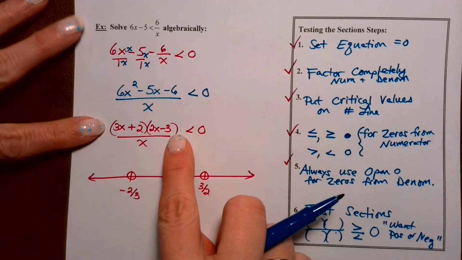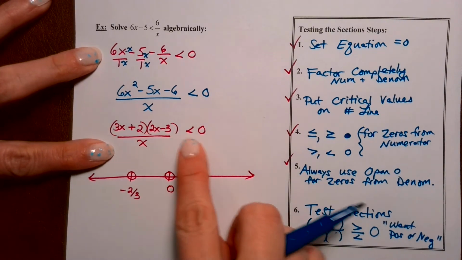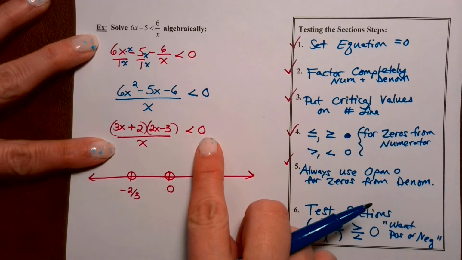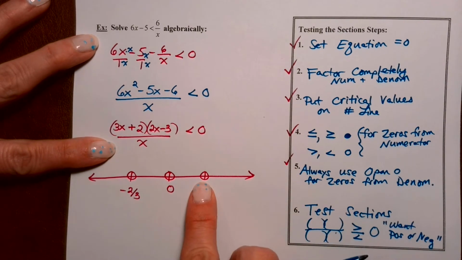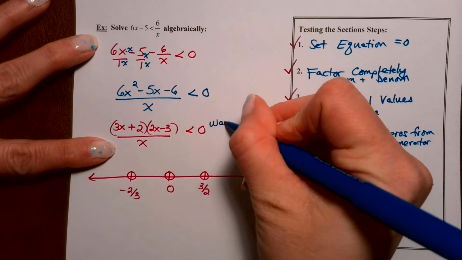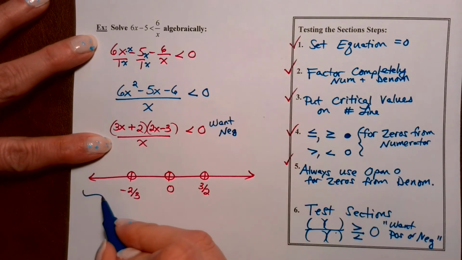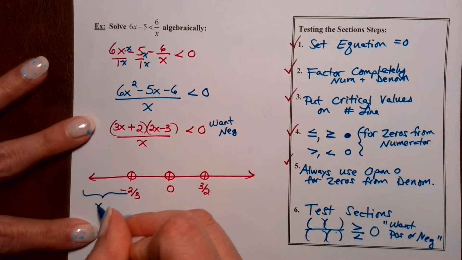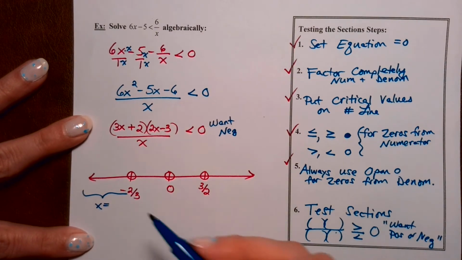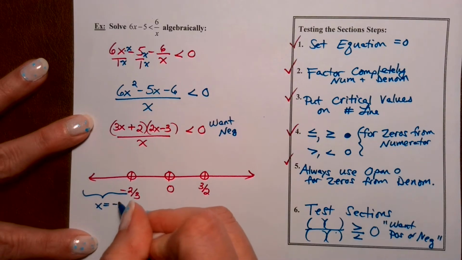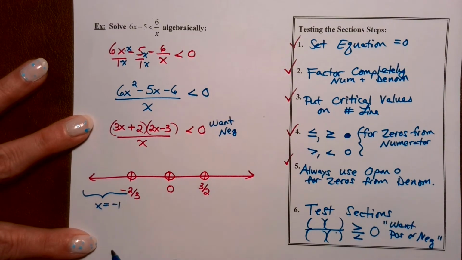Okay, this problem says that the function has to be less than 0. Not equal to 0, but less. So we want negatives this time. Let's think of a fun number in this section. This is negative 2/3. I could do negative 1. Sometimes people go really big.